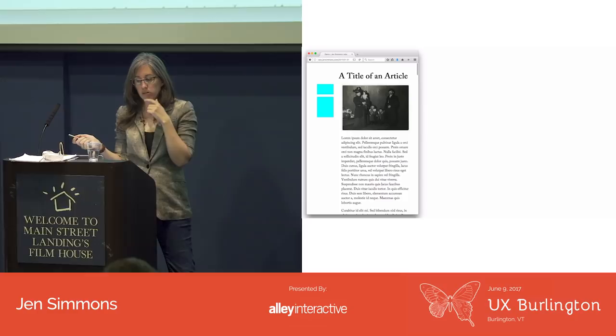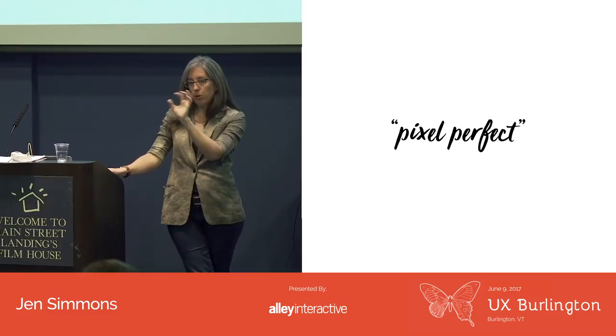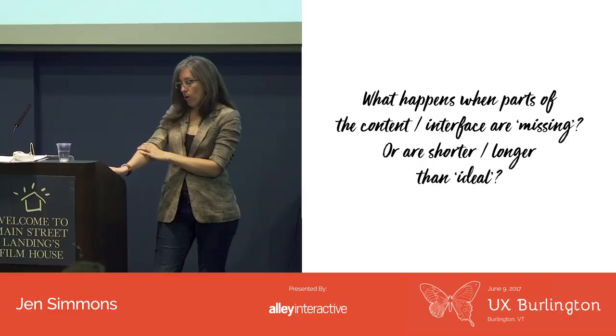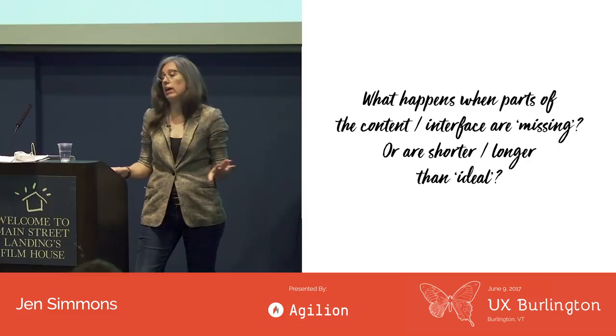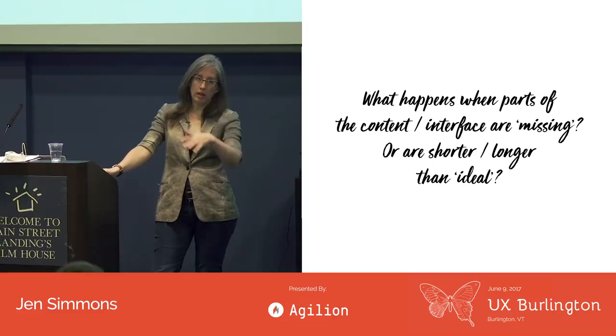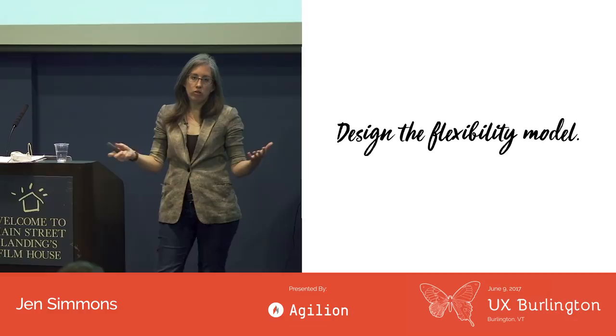I feel like this really finishes off the idea of designing a pixel-perfect design, because we're not designing exactly how many pixels there are at certain places. What we're doing is designing what happens when part of the content or the interface is missing, or when the content or the interface is shorter or longer than ideal. We're defining programmatically how we want the layout to handle the situation that the content or the interface is giving it, in the size of the viewport and everything. And we're designing a model for the flexibility. We're really designing a multi-dimensional creature whose job is to do layout. We're not designing exactly where every pixel goes.